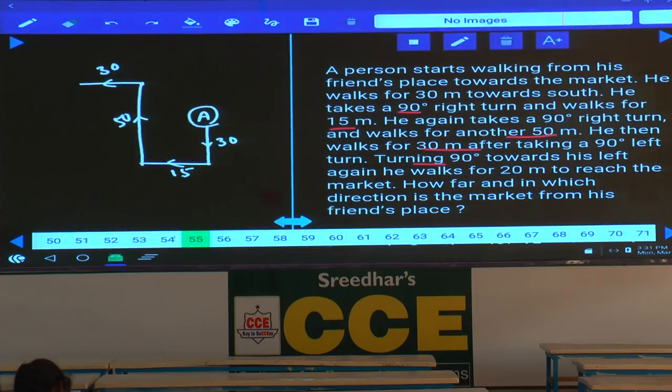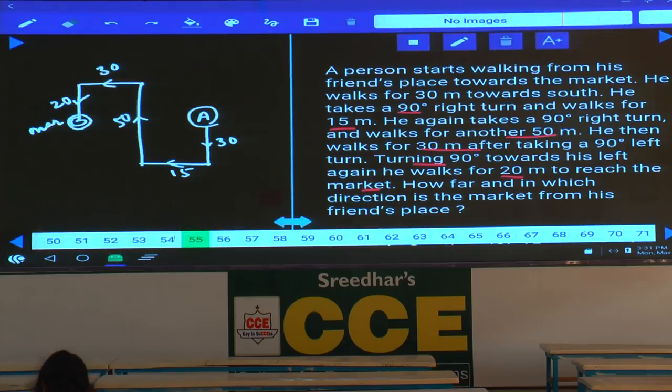Turning 90 degrees towards his left again, he walks for how many meters? 20 meters. Now the distance traveled by this person is 20 towards south, and to reach the market. Now A is the starting point, that is his friend's place, and B is the marketplace. Now we need to find out how far and in which direction is the market from his friend's place.